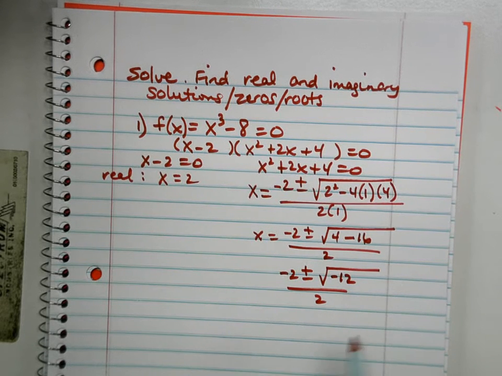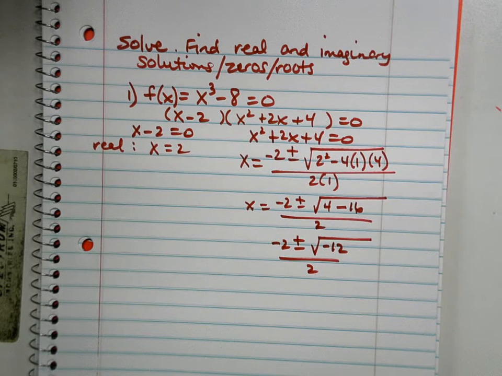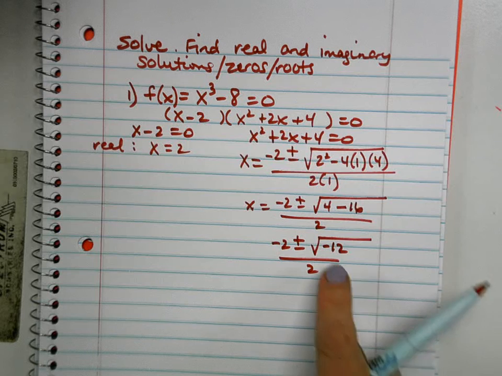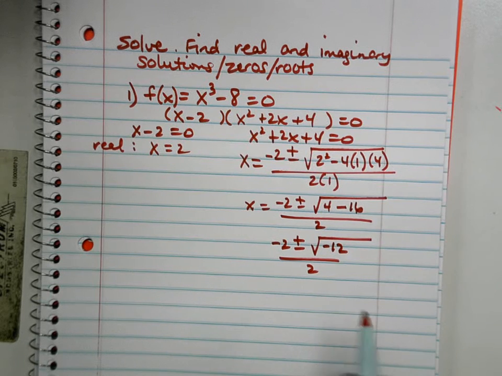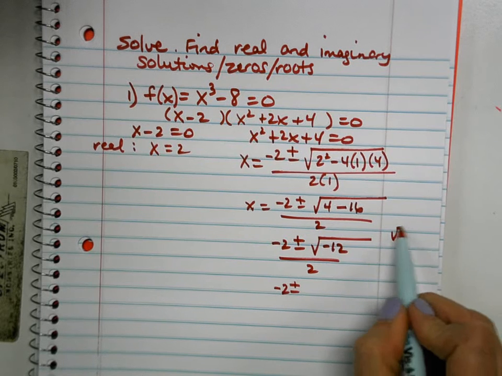At this point, can I cancel a 2 out of everything? Not yet, right? Because it's got to be outside the radical. Don't pull it out from under the radical yet, okay? Simplify the radical first. Okay, so I know I'm going to have an i because of the negative, so I'm trying to simplify root 12.